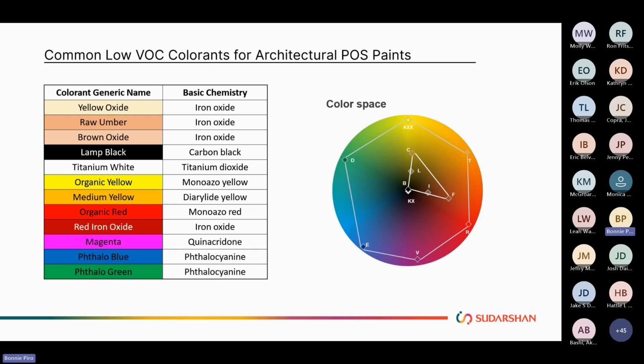So a number of iron oxides, from the yellow to the raw umber, brown, and red iron oxides, are always going to show up in these types of colorant systems. Obviously, carbon black and TiO2 are mainstays in these areas. And from the organic side, you'll see an organic yellow, a medium yellow, an organic red, a magenta, and a blue and a green to round out that full colorant set to meet the colorant needs.